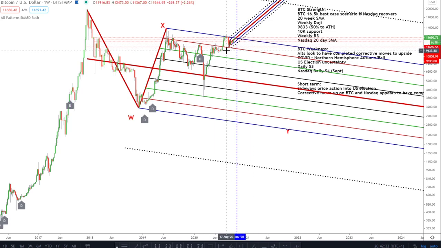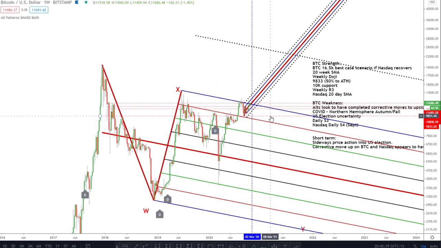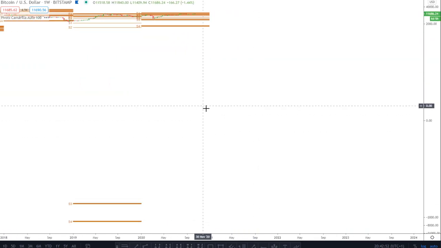We've got the weekly doji, we've got 9833, which is around this red dotted line here. That is basically your halfway point between zero and the all-time high. And we've also got the weekly R3, that's the Camarilla pivot. So let's just pull that up as well. Let's take off all the other annotations to look at that.